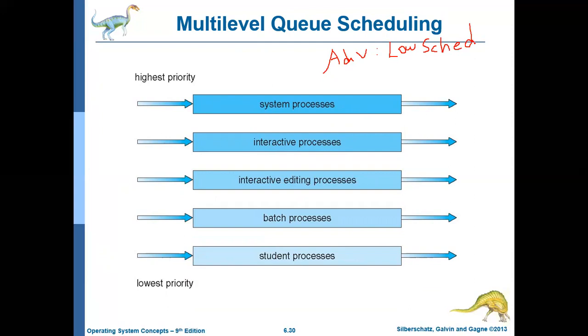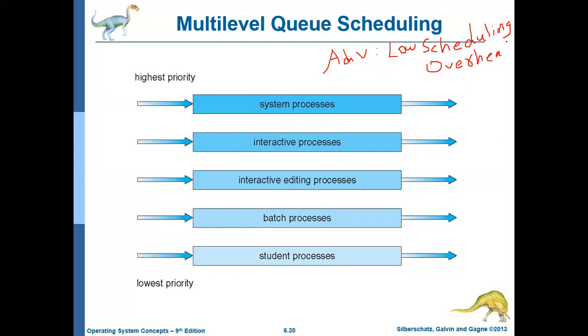Because what the operating system is doing, whenever a new process comes, the operating system checks what type of process it is. If it is a system process, it will be moved into the system process queue, the queue corresponding to the system process. If it is an interactive process, the job will be moved to the interactive process queue, and so on and so forth.